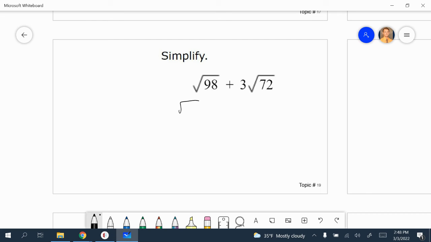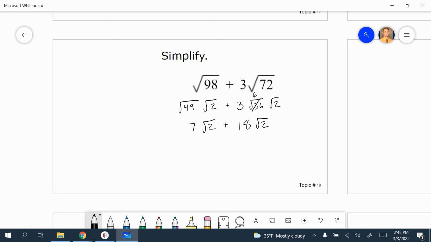I think 49 goes into 98, so 49 and 2. And then I'm going to add on that 3 is there, 72. I think 36 goes in twice. So then the square root of 49 is 7. The square root of 2 will just hang out. Plus this 36, the square root of 36 is just 6. So 3 times 6 is 18 root 2.